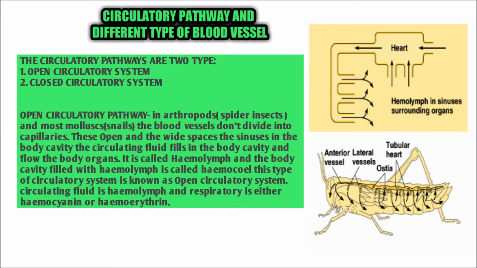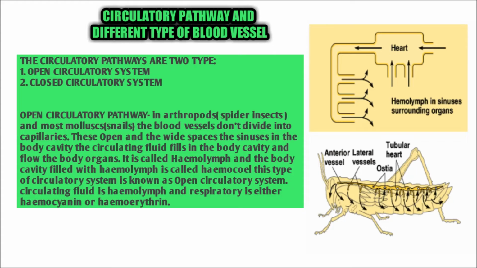And just the opposite, wherever the whole system runs in a particular pathway, that is in a closed part inside the body, that is known as the closed circulatory system. So friends, today's topic we are going to learn what is the open circulatory system and what is the closed circulatory system. The first topic is the open circulatory system or open circulatory pathway. Actually this type of system we mainly observe in insects or molluscs, for example a snail.